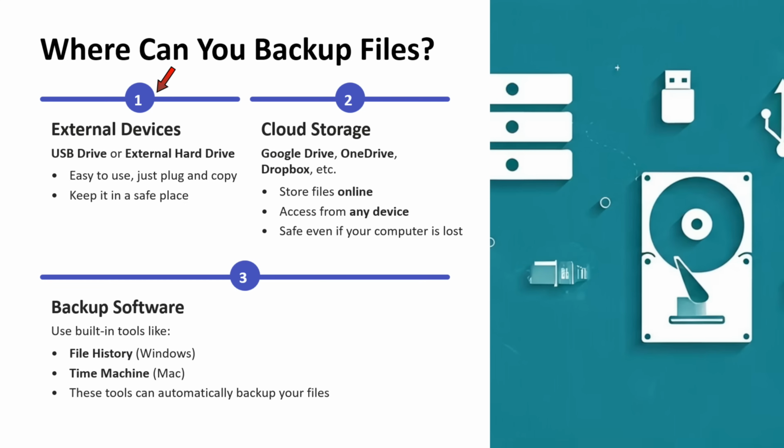Where can you back up your files? The first one is external devices like a USB drive or external hard drive. It is easy to use, just plug and copy, and you can keep it in a safe place. The second one is cloud storage like Google Drive, OneDrive, Dropbox, etc. In the case of cloud storage, files are stored online. You can access them from any device. It is safe even if your computer is lost.